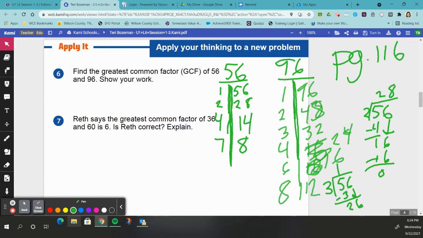All right. So if we're looking at this and trying to find the largest number that's the same, well, we don't have 56 over here in the 96. We don't have 28 anywhere over here. We don't have 14, but we do have 8. So our greatest common factor of 56 and 96 is 8. So, if you're struggling with your factors and listing them, make sure that you're showing your work over to the side.